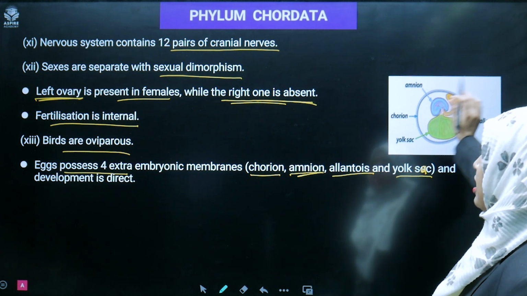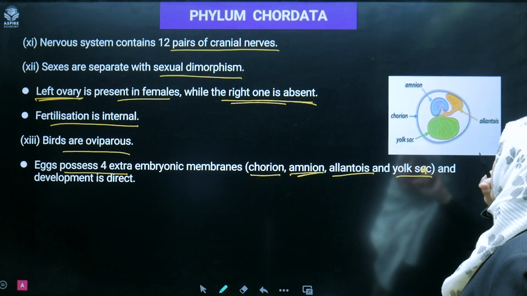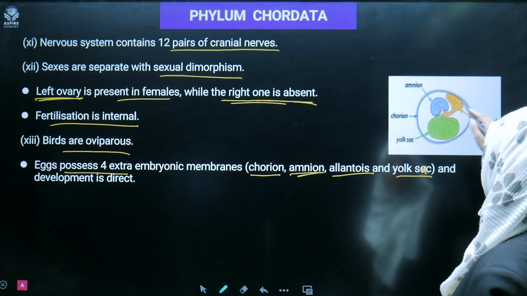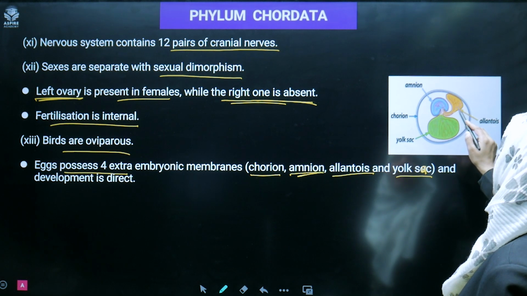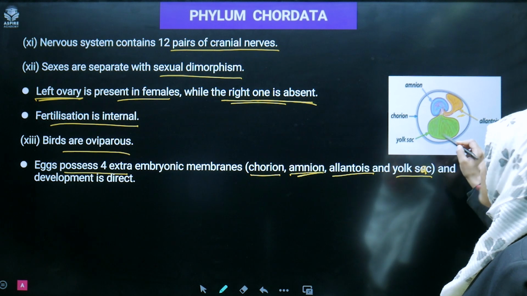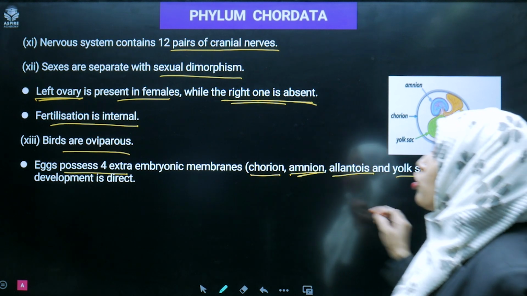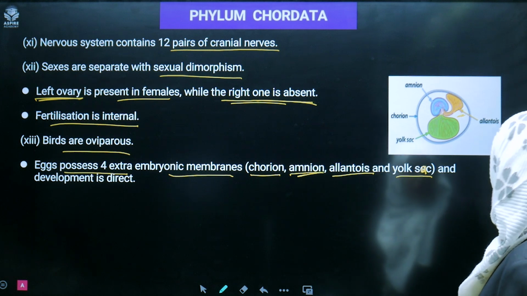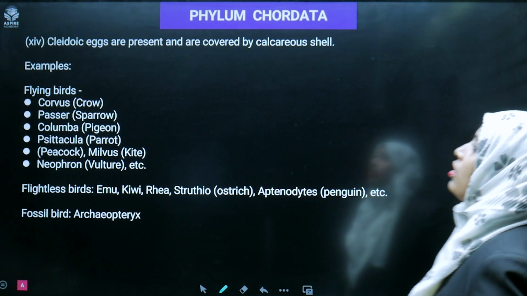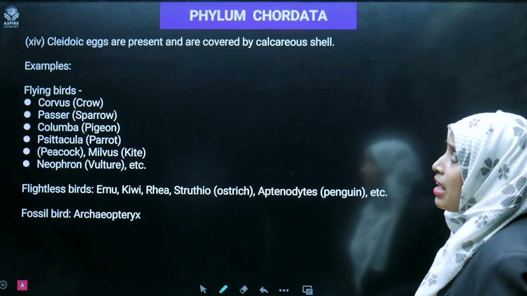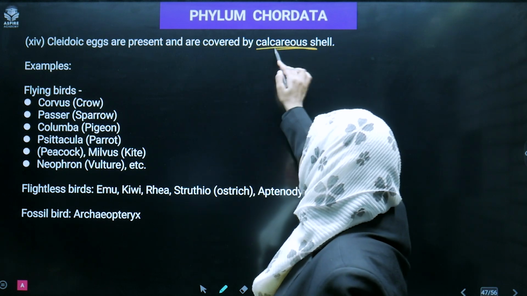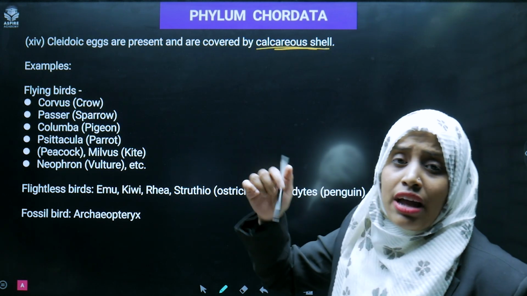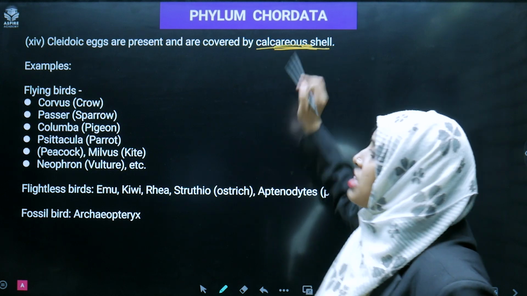So here we can see the 4 extra-embryonic membranes: the amnion part, the chorion part which is the surrounding one, and this one is allantois. Yolk sac is also present. Now, cleidoic eggs are present and are covered by a calcareous shell. All the birds, mostly, we have seen their eggs are covered by calcareous shell.